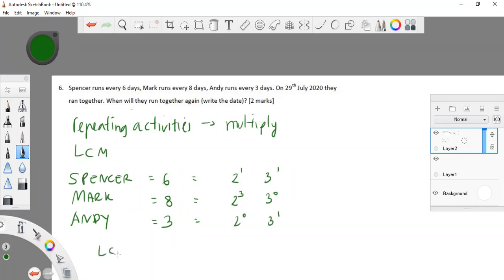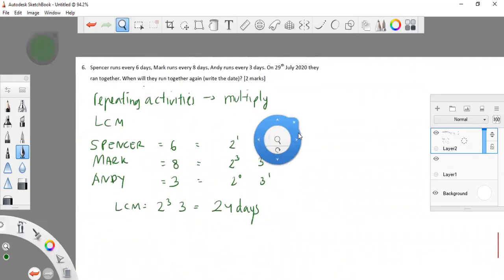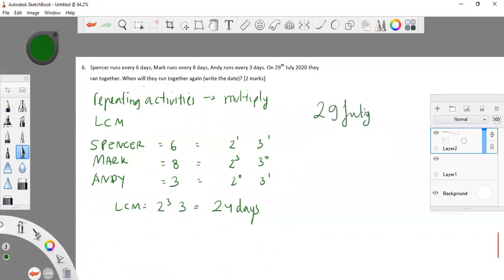So you find the LCM. What is the LCM? The highest power. Right? The highest power is 2 cubed and 3. So 24 days to go. So for every 24 days, they will run together. So on 29th July of 2020, they ran together. So when will they run together again? So very simple. 29 July, you add by 24.